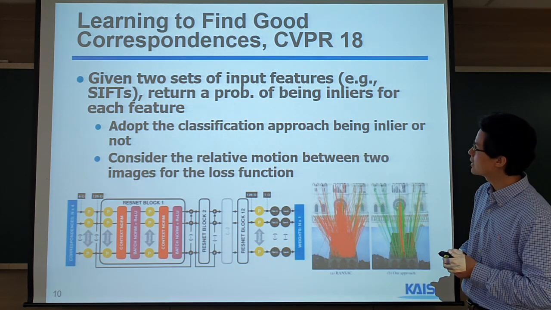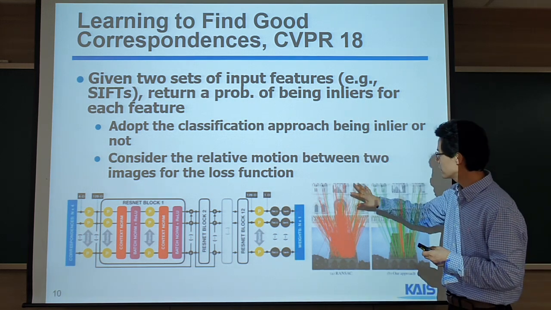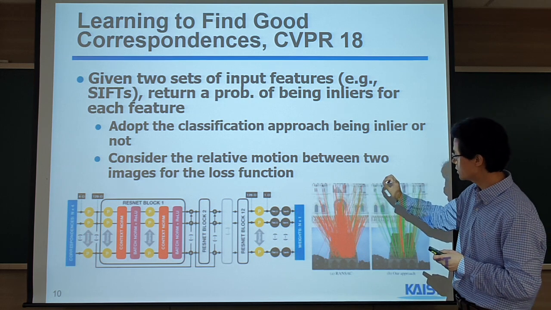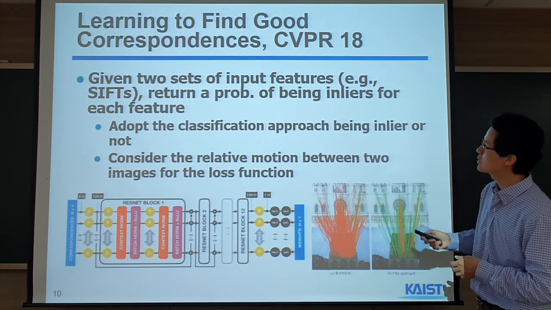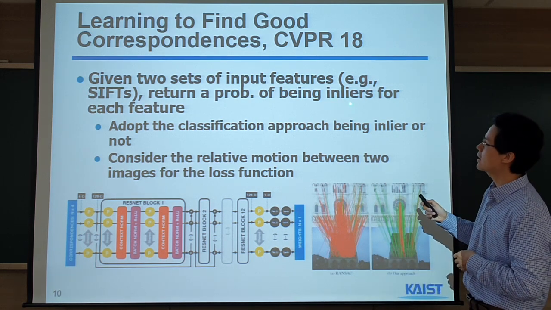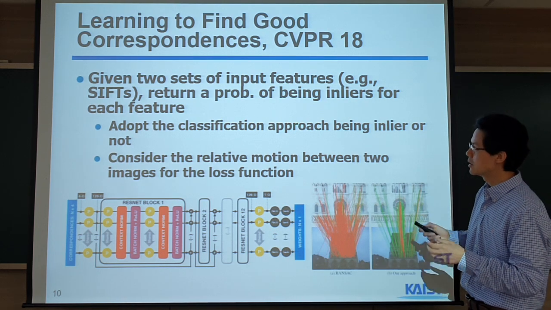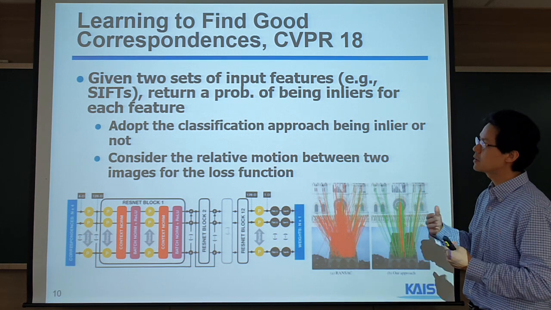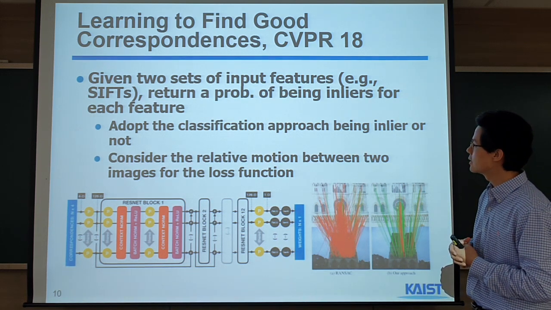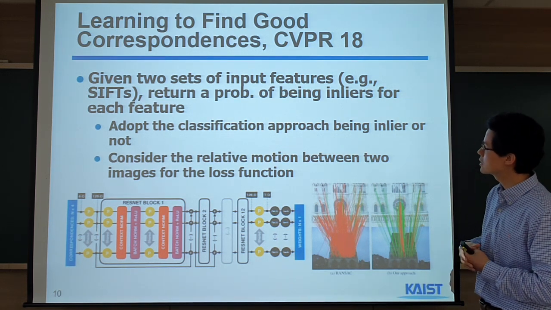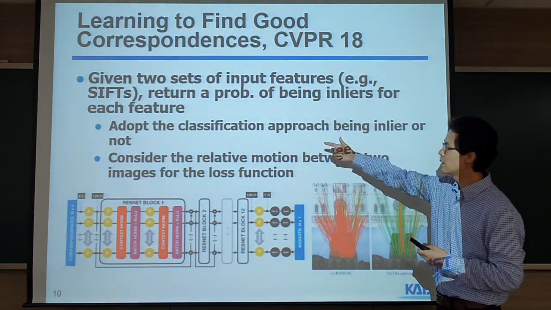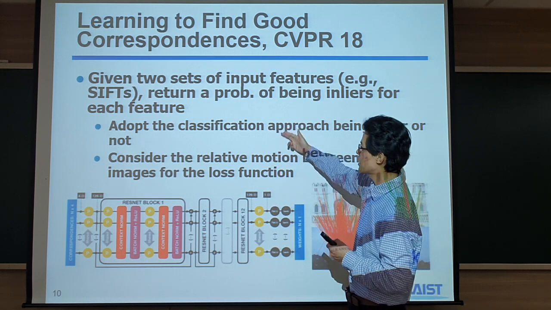And their main idea is that for each descriptor, they return a probability of being an inlier for each feature. I'm not going to talk about all the low-level details, but they also adopted some classification techniques, and they compute this probability of being an inlier based on some sort of classification approach.